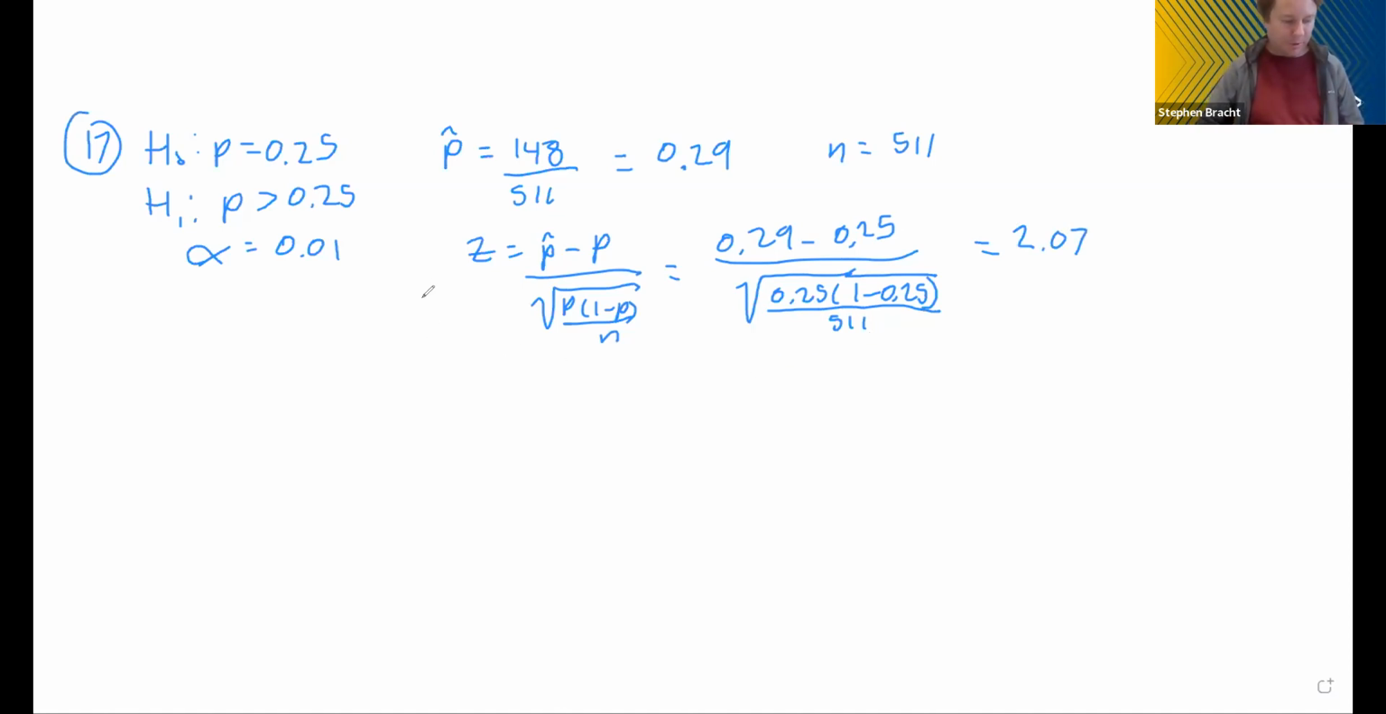In the interest of time, I'm not going to flip over to the table, but you'd use the standard normal curve table, and you'd find the area to the right of 2.07, right? So the p-value is going to be 1 minus 0.9808. 0.9808 is the area to the left, which you find from the table. And you take 1 minus that to get 0.0192. That is greater than alpha, right? Because my alpha value is 0.01. So I do not reject the null hypothesis.